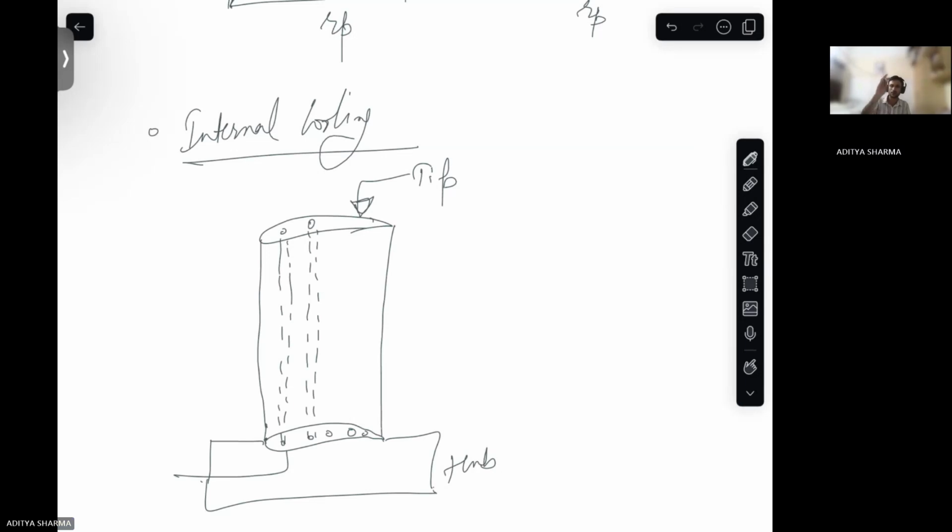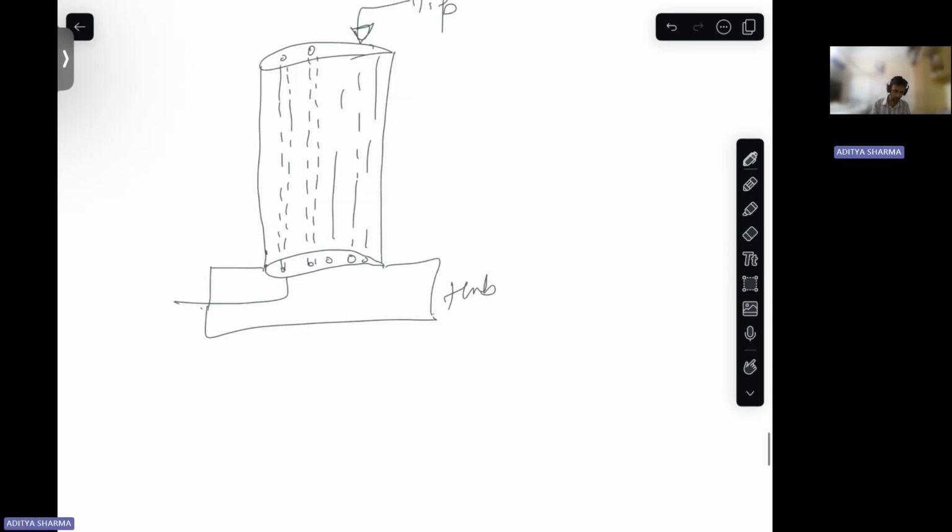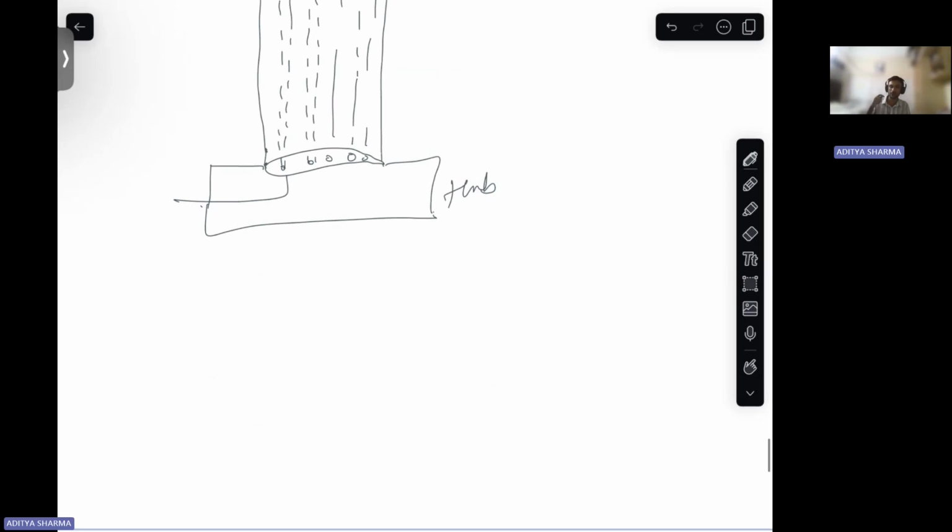So within the blade only this air is moving. So it will be here, here, here, here. So this basically is internal cooling. So internally all this happens. Then there is external cooling.